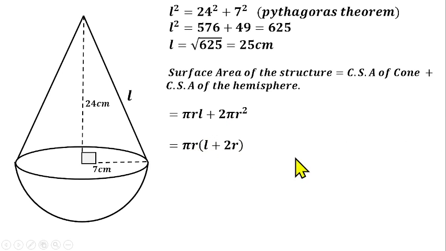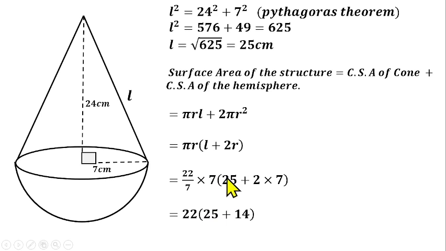So then we can now substitute the values here. Pi is 22 over 7 times radius 7 into the slant height, which is our L, 25, plus 2 times 7, which is the radius, multiplied by 2. So that 7 will take care of 7 here. You have 22 into 25 plus 14. 25 plus 14 is 39 times 22. That will give us 858 centimeters squared as the surface area of this structure.